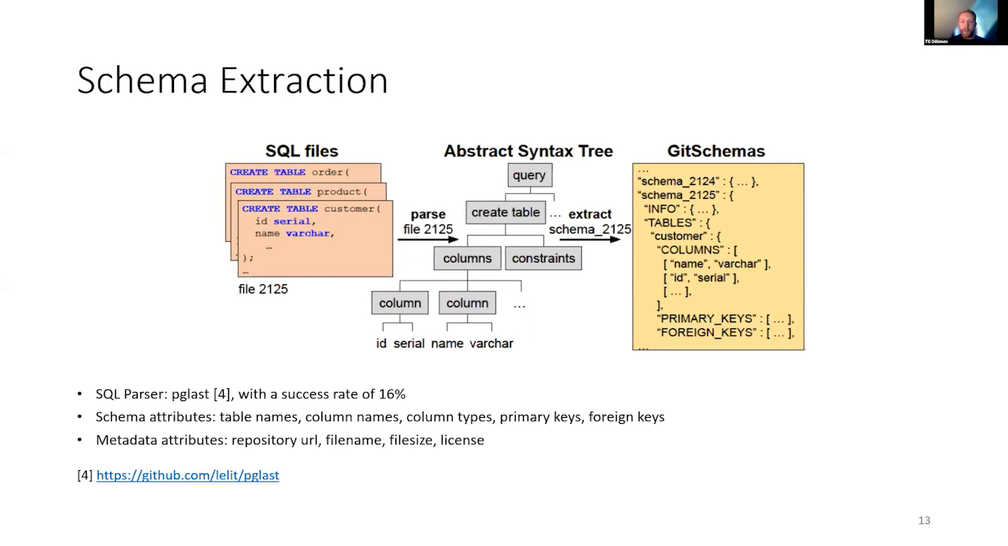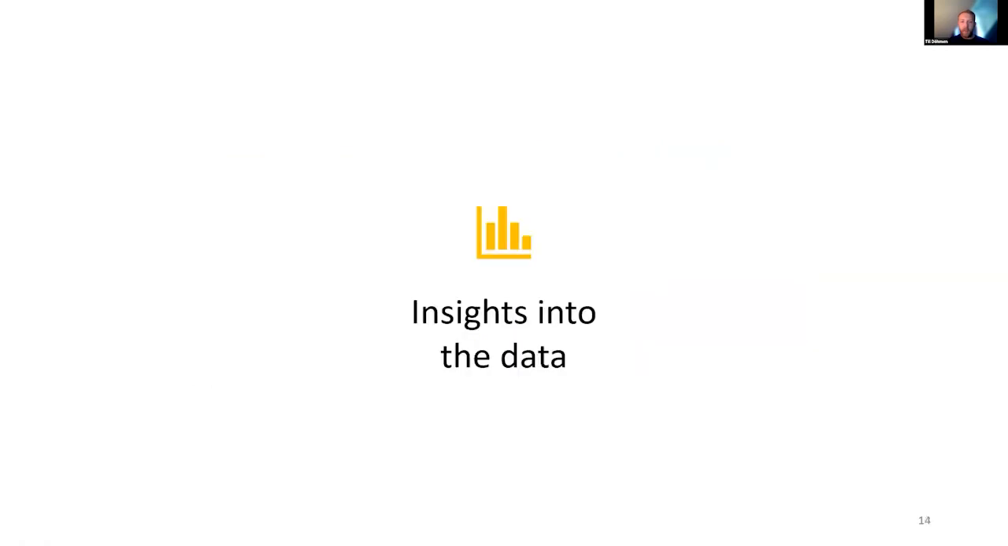Nevertheless, with this library we extracted the abstract syntax tree, and from there we can extract the structured schema information quite easily. So we get table names, column types, primary keys, foreign keys, also composite foreign keys. And we collect the usual metadata, which also includes licenses. So let's have a look into the data.